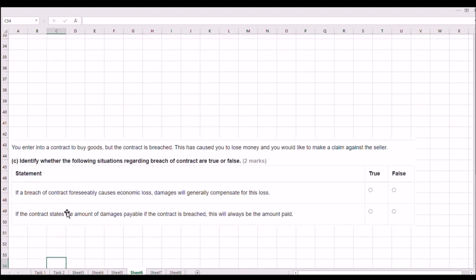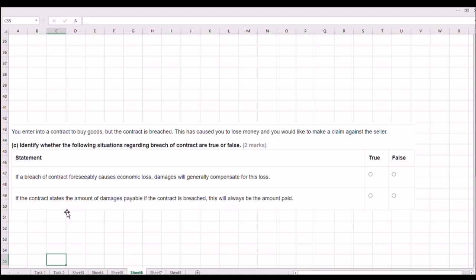You enter into a contract to buy goods, but the contract is breached. This has caused you to lose money, and you would like to make a claim against the seller. That's fair enough. If a breach of contract foreseeably causes economic loss, then you can claim for that. Damages will generally compensate for that loss. So it has to be foreseeable.